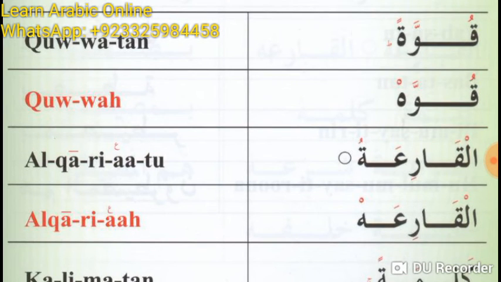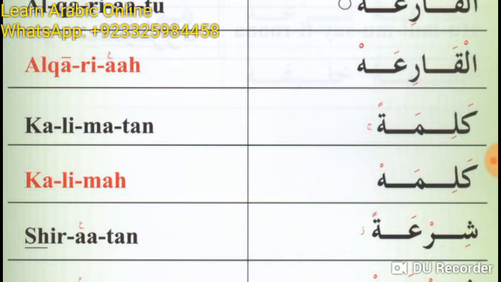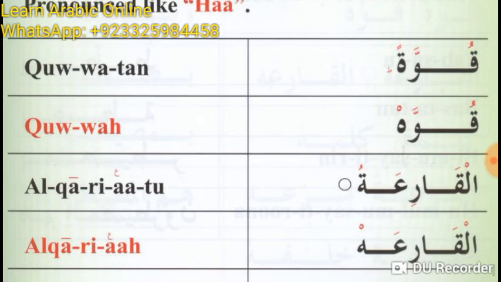Then the next word. You see al-kari'atu. You will pronounce al-kari'a. Good. Then the next word you see is kalimatan, but you will say kalima. Okay? Yes, sir. Okay, so start reading it.